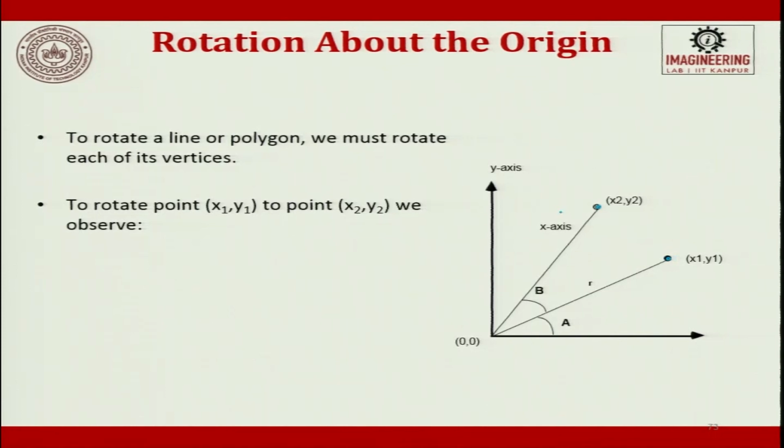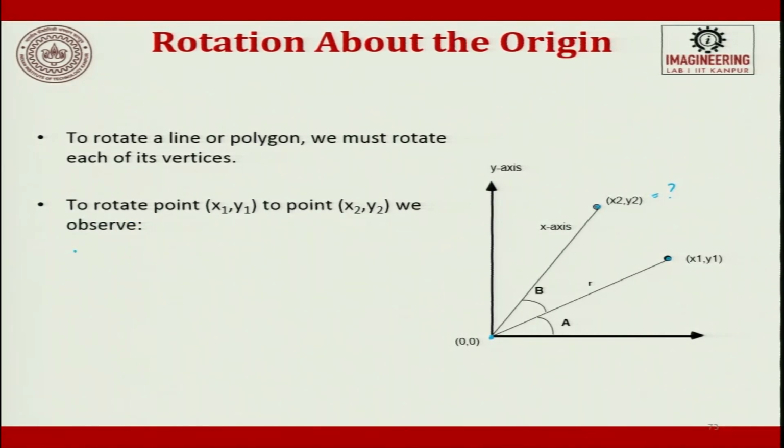Here there are multiple steps, we will do that later. As of now, try to understand that this point about the origin is rotated at some angle beta or b to x2, y2. Now, find out the new coordinates, this is what we are trying to understand. For doing this, we need to find out the transformation matrix. So, to rotate point x1, y1 to point x2, y2, we do the following mathematical observations.